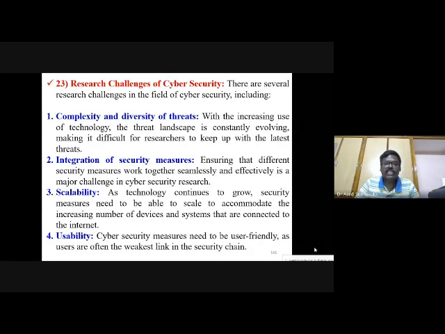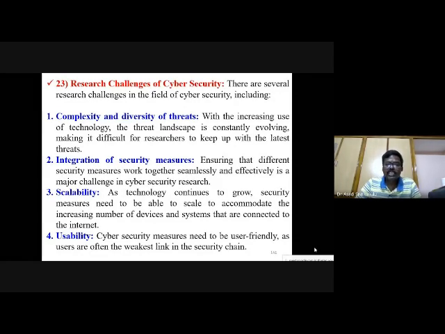Then integration of security measures. In order to integrate one or two applications, making security measures work together seamlessly and effectively is a major challenge in cyber security research. Scalability means users are increasing, automatically our data also increases. That's why the data center also increases. The size of the data center also increases because of scalability. Scalability is one of the research challenges in cyber security.